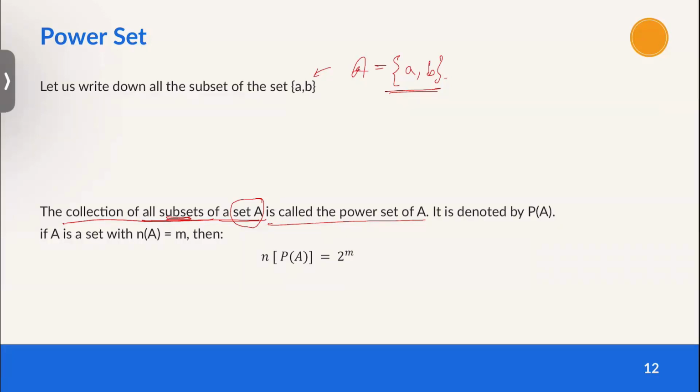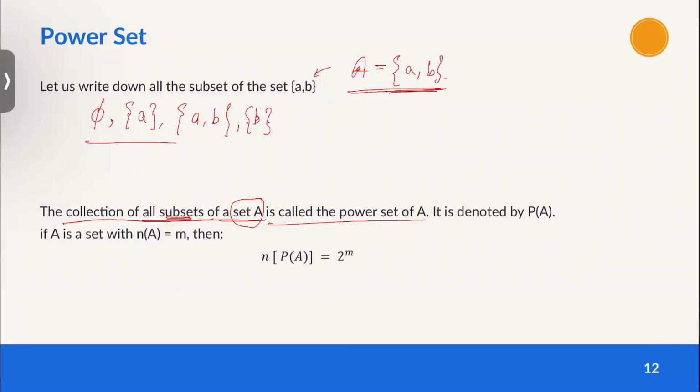So what are the subsets of A? First, the empty set is a subset of A. Then we'll have only the element a. It is a subset of A. Then we'll have a, b, which is a subset of A. Then we'll have b, right? So 1, 2, 3, 4. There are 4 subsets of A. I guess there are no other subsets of A, right?